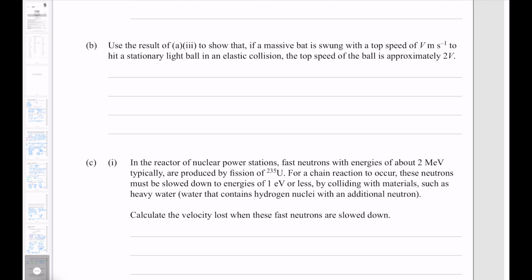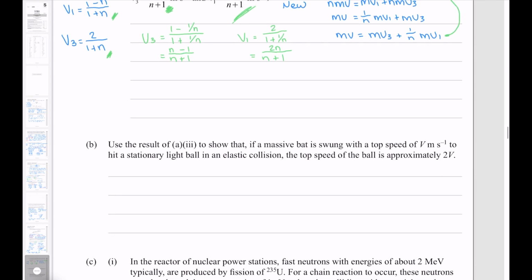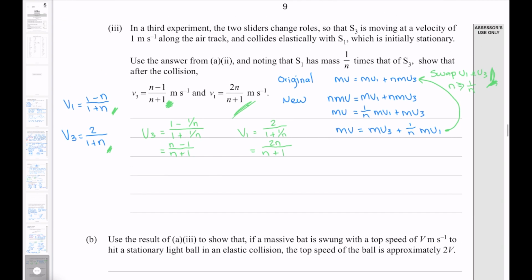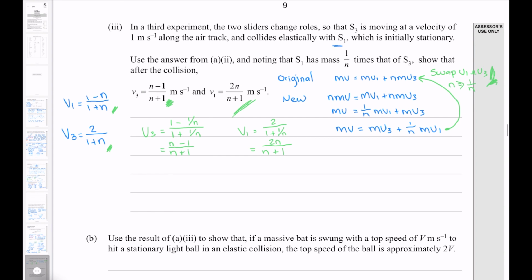Use the result of AII to show that if a massive bat is swung with a top speed of v meters per second to hit a stationary light ball in an elastic collision, the top speed of the ball is approximately 2v. And so in this case, our ball takes the role of S1, which is the thing that is being hit.